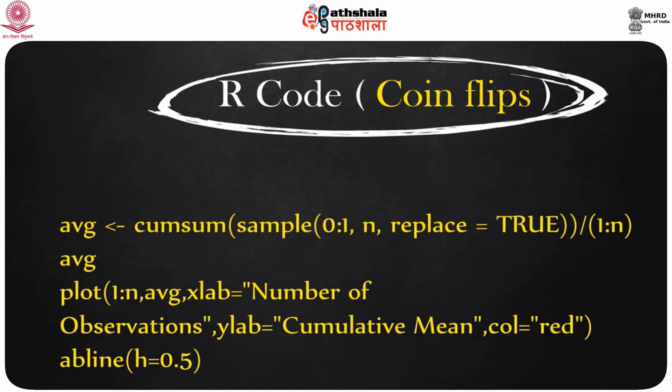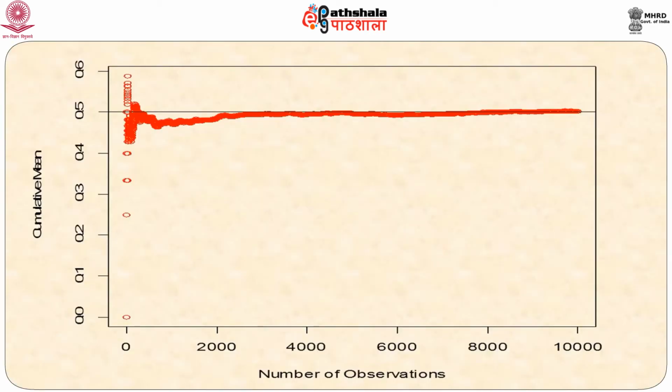Now, again, like the case of the previous one, here as well we are taking the cumulative sum of these samples of 1 and 0 and dividing them by 1 to n. Here we are actually having the cumulative means of the results of the coin flips, and we are storing these values within the variable AVG. Again, to plot the cumulative means against the number of observations, we are using the command that is given here. So, using the command, we are having this plot.